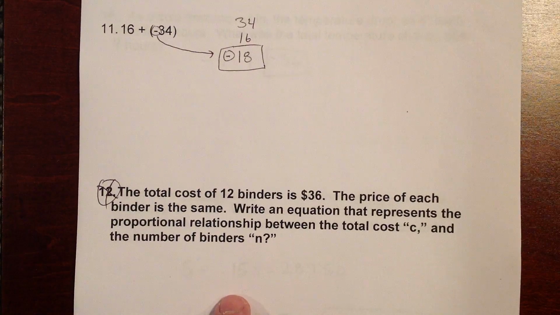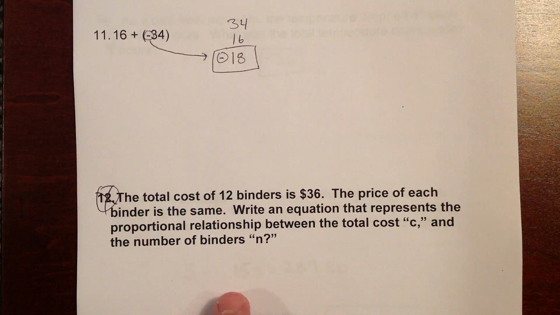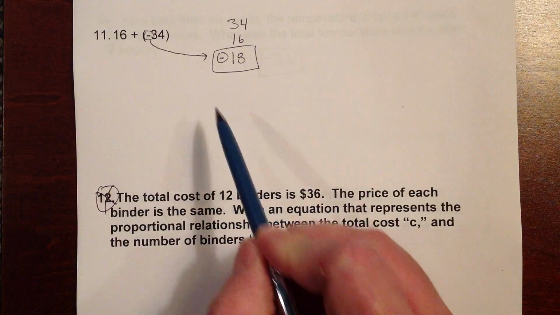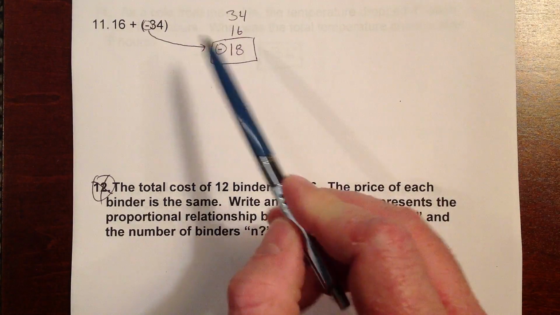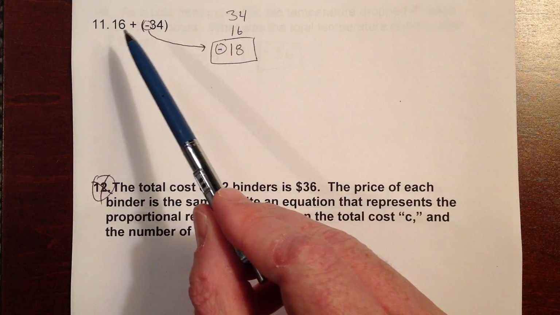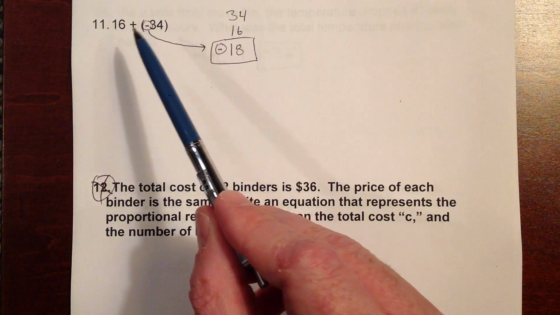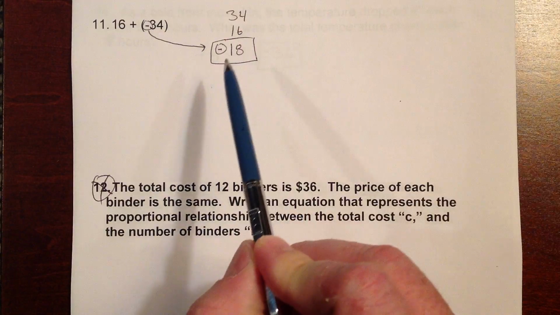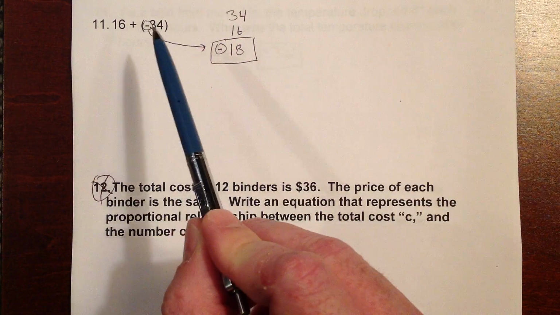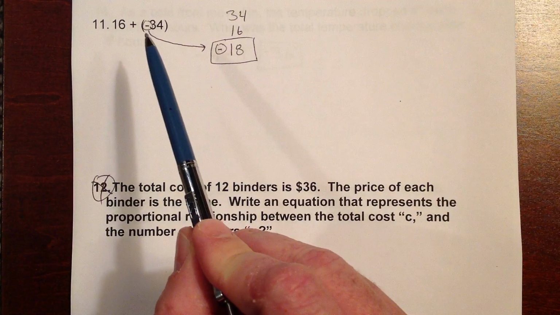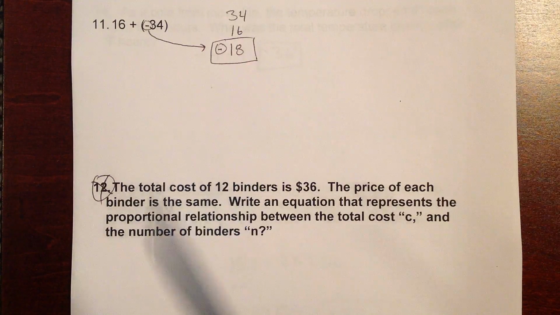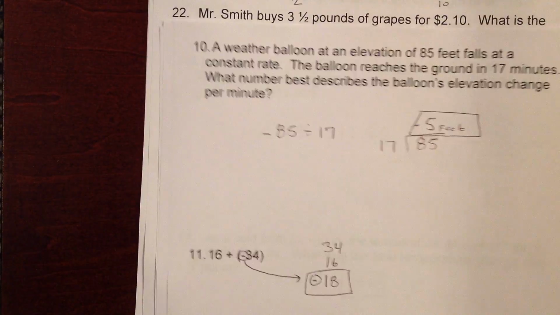Number 11 is just a simple problem. If we cannot logically figure out that the answer is 18 or -18, we simply say same signs, add and keep, different signs, subtract. This is a different signs, subtract problem. Take the sign of the farthest number, which is -34. What I mean by that is that number is the farthest from 0. Our answer is -18. We skip 12.